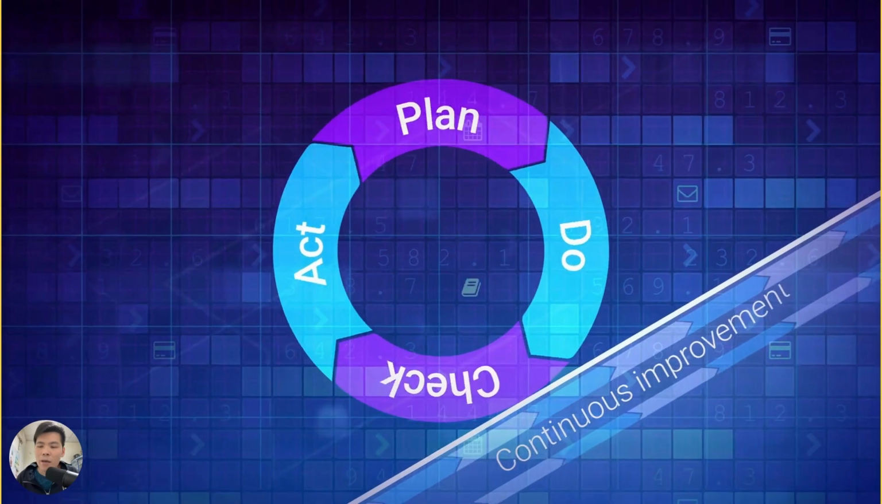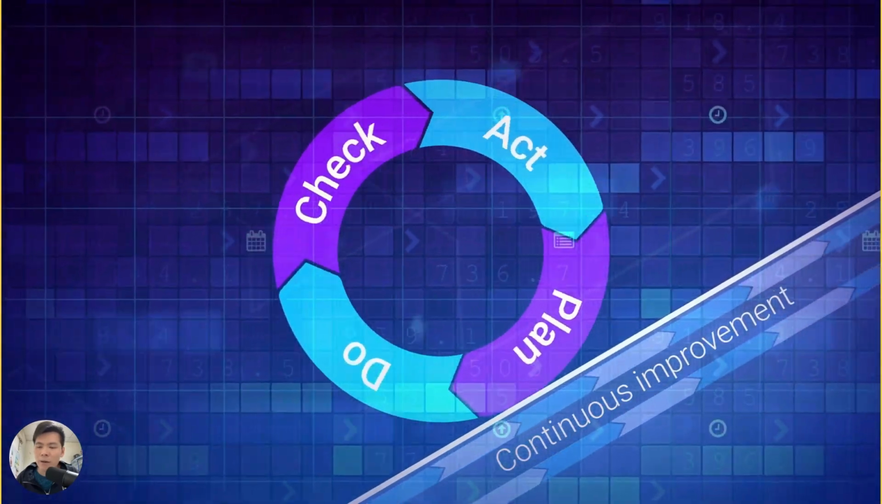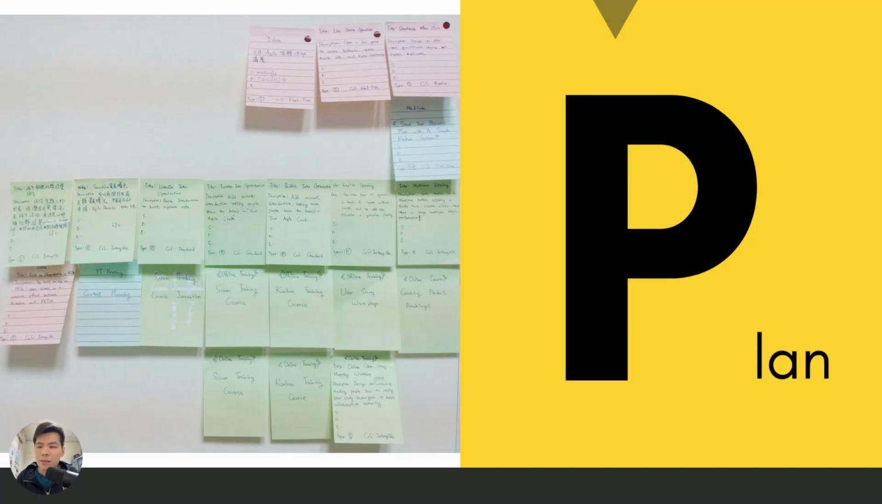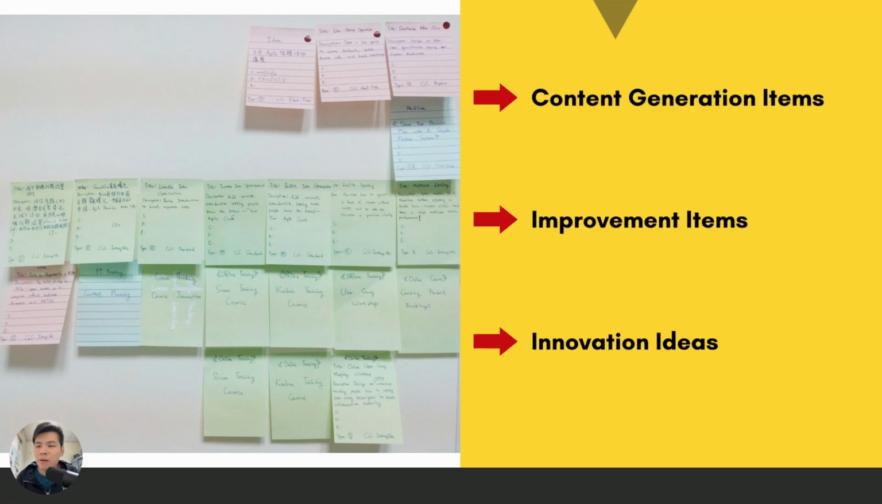Remember, all Agile methodologies could be separated into these 4 parts and form an indefinite cycle. Let's see the P part first. There's a wall in my home stuck with many sticky notes that describe possible action items, including content generation items, improvement items, and ideas. I always have to brainstorm how to create more valuable contents to use.